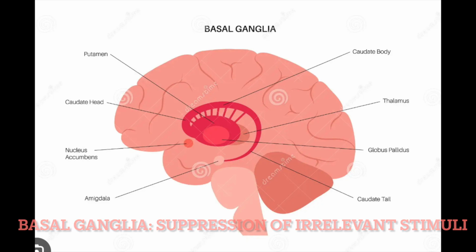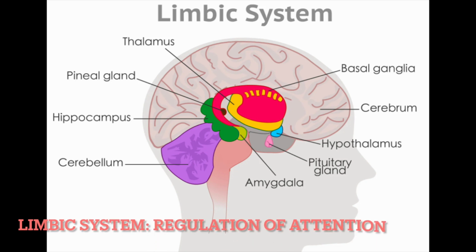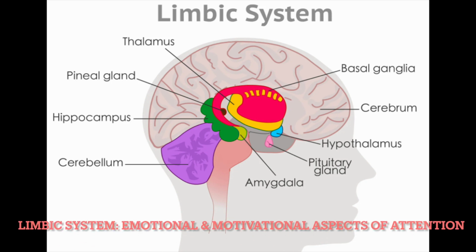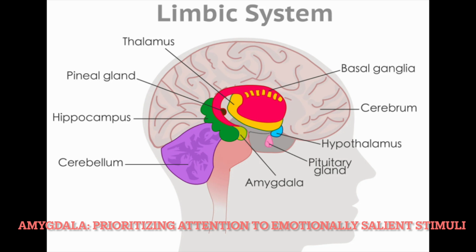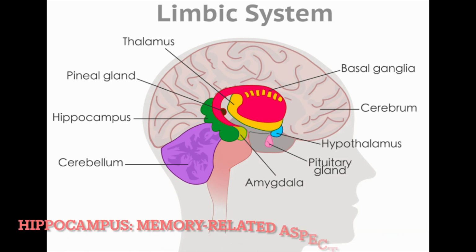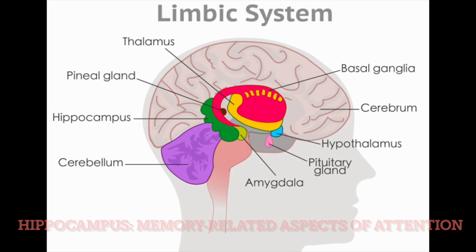The limbic system, including structures like the amygdala and the hippocampus, is involved in the regulation of attention, particularly in relation to emotional and motivational aspects of attention. The amygdala helps prioritize attention to emotionally salient stimuli, while the hippocampus plays a role in memory-related aspects of attention.